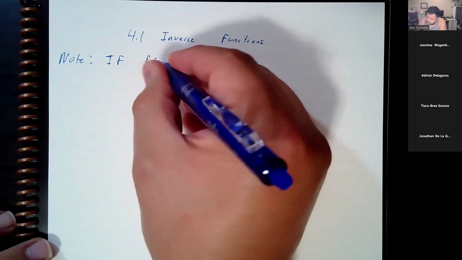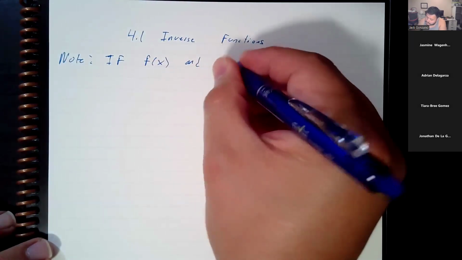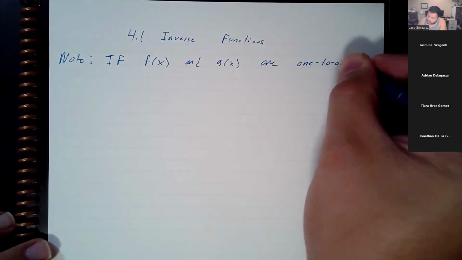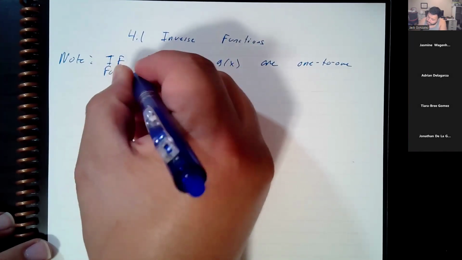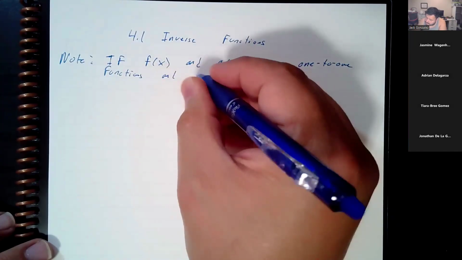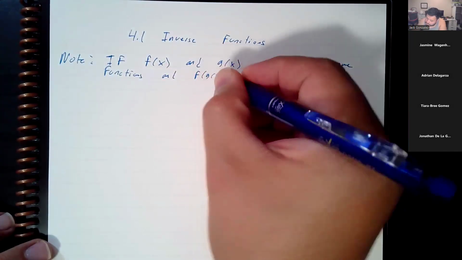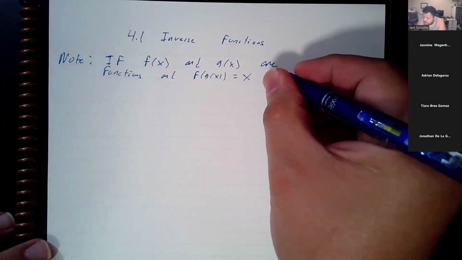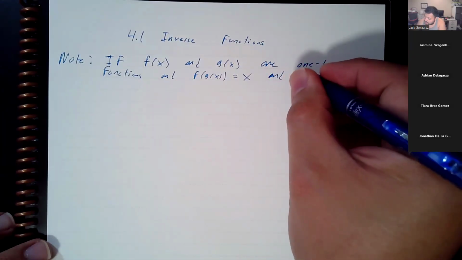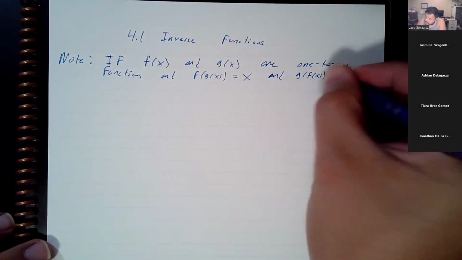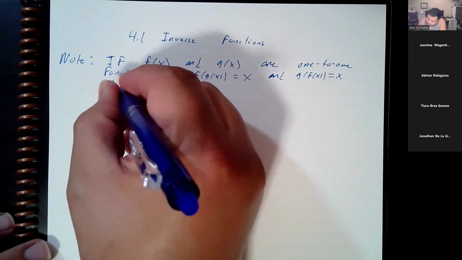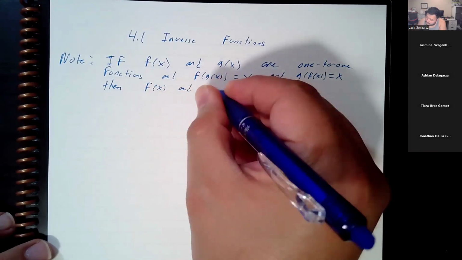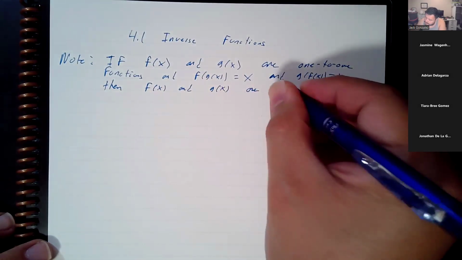If f of x and g of x are one-to-one functions, and f of g of x is equal to x, and g of f of x is equal to x, then f and g of x are inverses of each other.